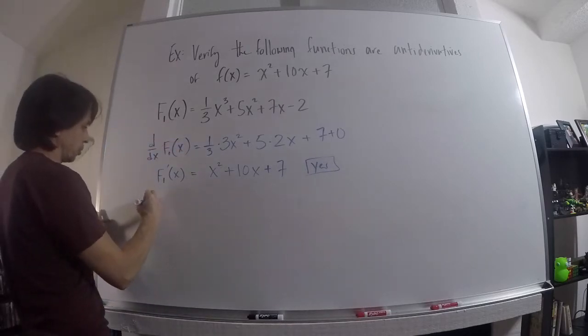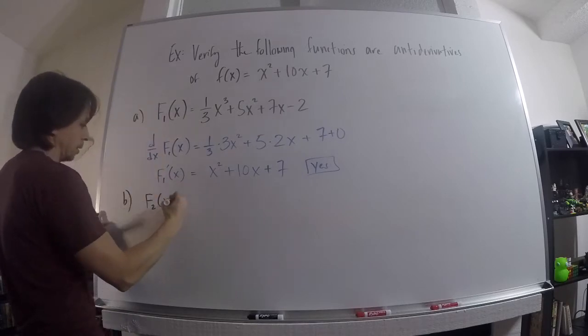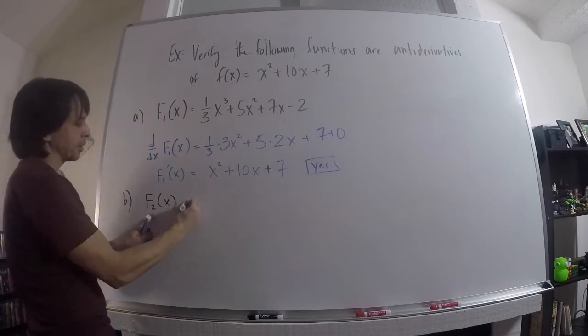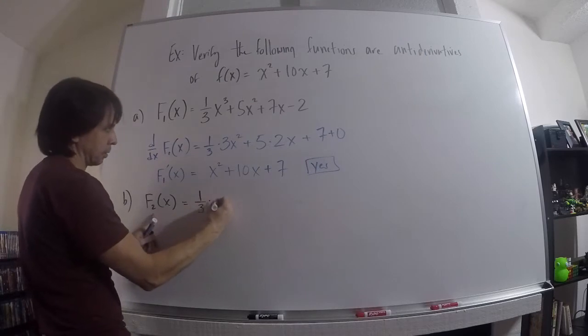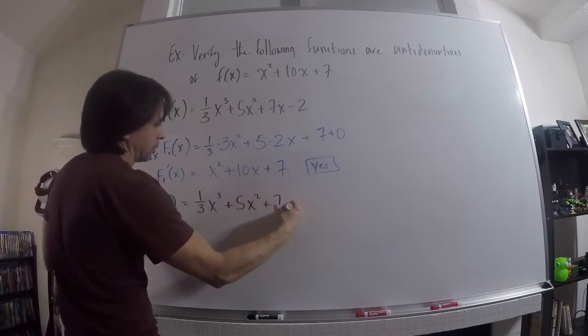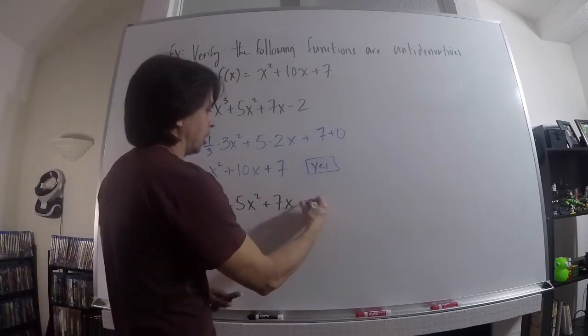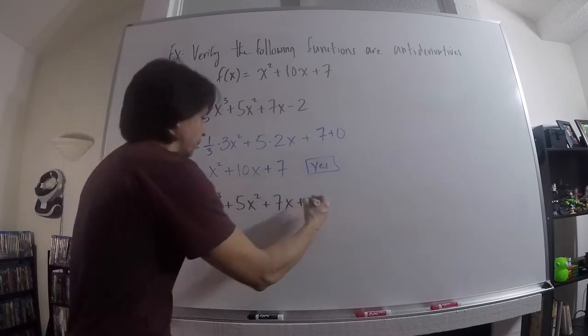I'm going to do f2 of x over here. I can call this a and b. f2 of x, capital F2, a different antiderivative. So it's going to be 1/3 x cubed plus 5x squared plus 7x plus 13.